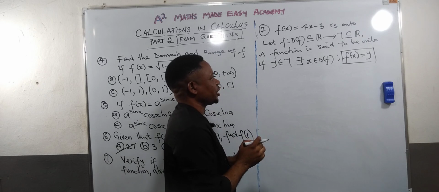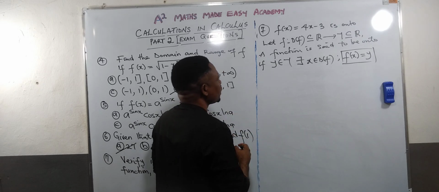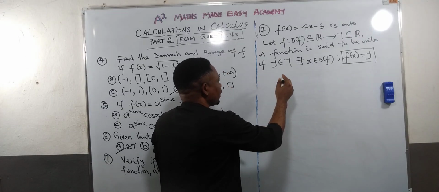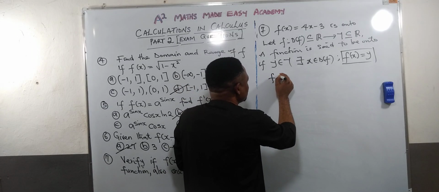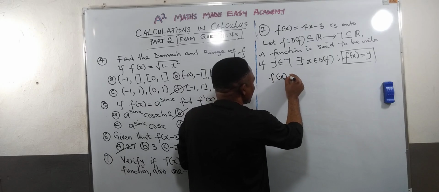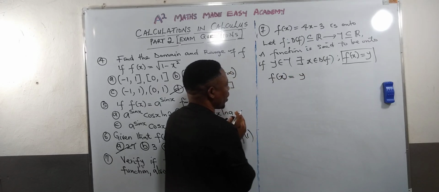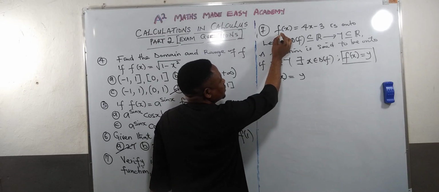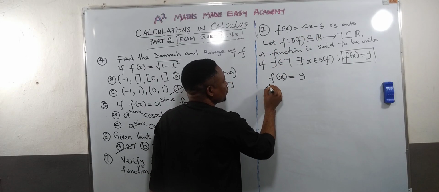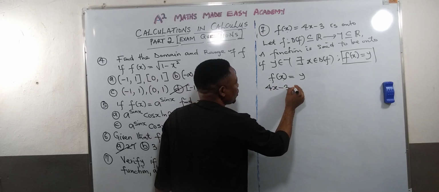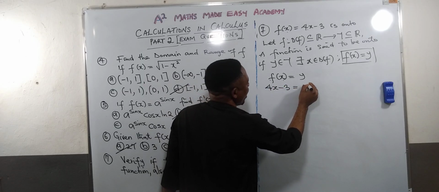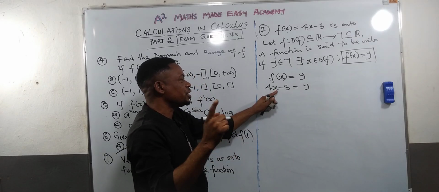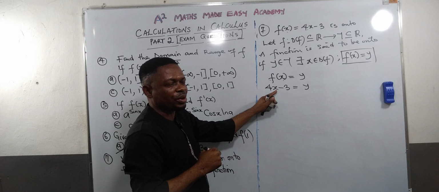Am I communicating now? Now let's prove it. Let's verify if it is onto or not. Do you know the condition of an onto function is that f of x should be equal to y? Now, from the question, are we given the value of f of x? Yes, f of x, look at it here. It is 4x minus 3, which is equal to y. Anytime you are given something like this, the first thing you are going to do is to make x the subject of the formula.